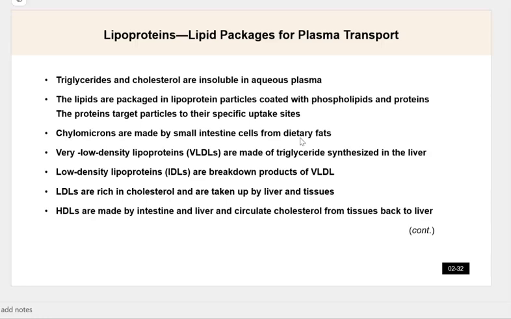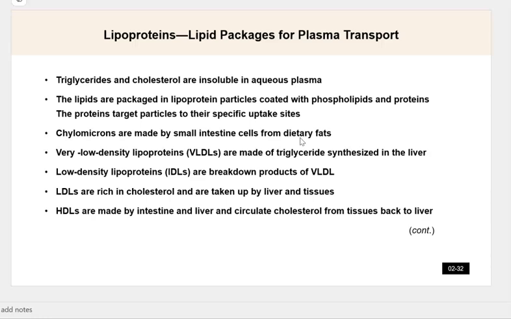The very low density lipoproteins are made of triglycerides synthesized in the liver. VLDL carries lipids produced by the liver, and that's an endogenous pathway. The particles that are left after VLDLs release their triglycerides to the peripheral cells are called IDLs. The liver is responsible for clearing some of the IDL particles, while the rest are converted to LDL by hepatic lipase.